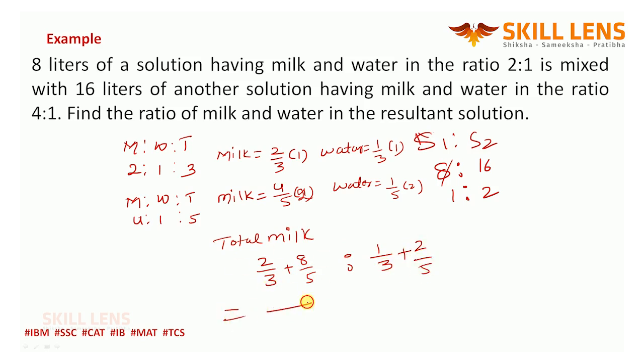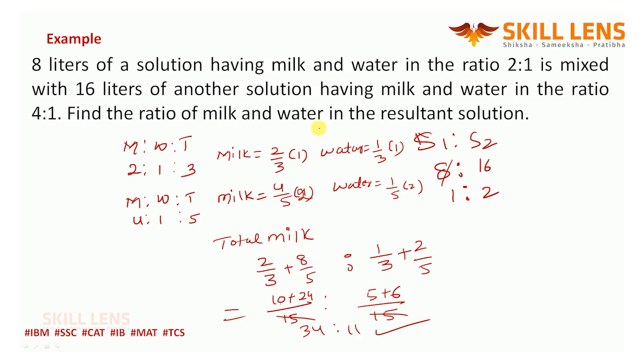Now this is easy, no? 5 3s are 15. 5 2s are 10, plus 8 3s are 24. The LCM is again 15. So 5 plus 3 2s are 6. Again this will get cancelled. 10 plus 24 is 34, to 5 plus 6, which is 11. So we got the same answer.